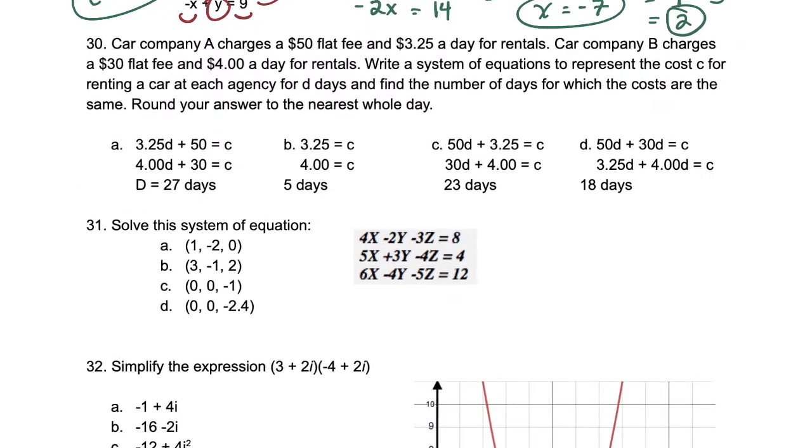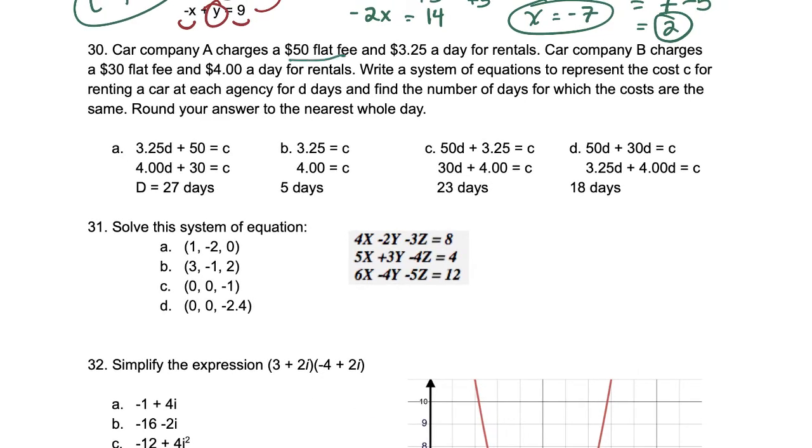Problem number 30. Car company A charges a $50 flat fee, and $3.25 a day. Car company B charges $30, but they charge $4 per day. So $4 times D. So if D is 1, they get 1 times 4. If D is 2 days, 2 times 4, etc. Write an equation to represent the cost for renting a car at each agency. Well, that's what this is. These both calculate the cost for D days. So these are our equations.